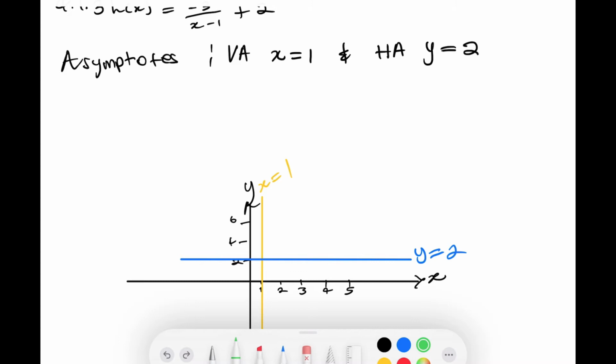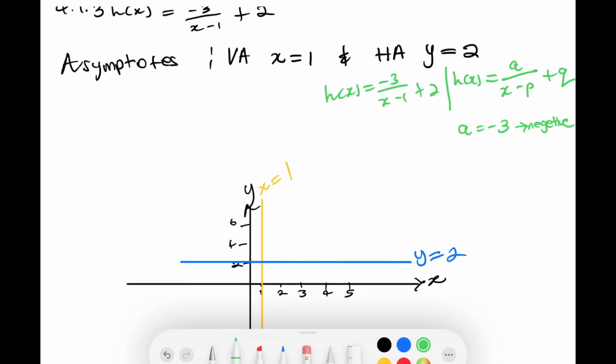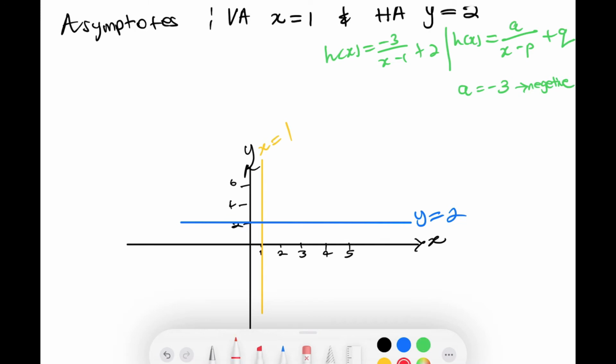Remember, h of x is negative 3 over x minus 1 plus 2. We mentioned that the standard formula for a hyperbola is basically a over x minus p plus q, and a is equal to negative 3, in this case. So because a is negative, our graph will be in the second and fourth quadrants. So we're going with option 2.